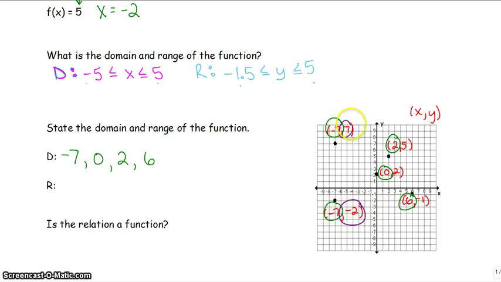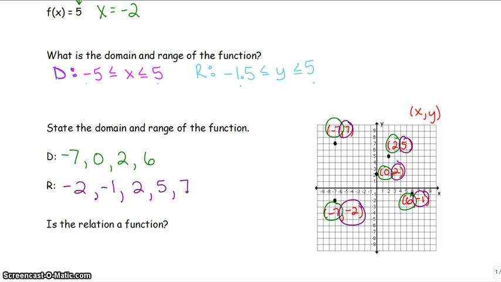Now for our range, we look at the y values. So we've got -2, 7, -1, 2, 5. Again, you want to put them in order from smallest to largest. So our smallest y value is -2. Then we've got -1, 2, 5, and 7. So we've got all different y values there.